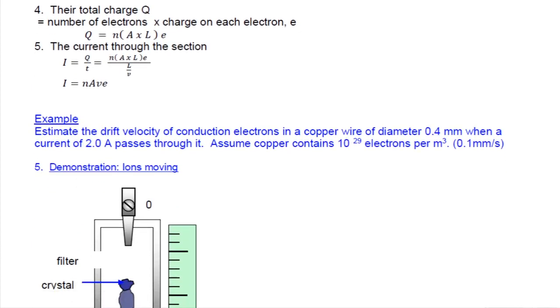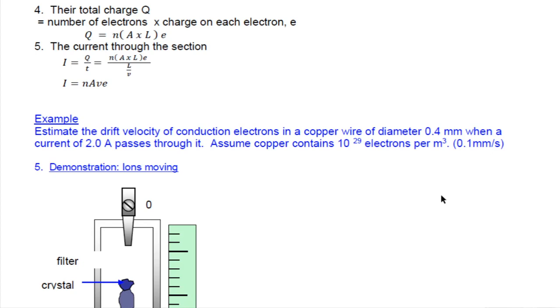Now let's look at the example. Estimate the drift velocity of conduction electrons in a copper wire of diameter 0.4 millimeters when a current of 2.0 amps passes through it. Assume copper contains 10 to the power of 29 electrons per cubic meter. And the answer is supposed to be 0.1 millimeters per second. Please work it out and then let me know in the comments whether you get that answer.